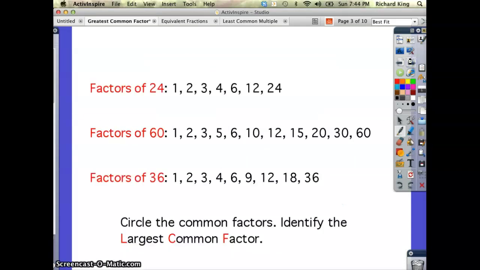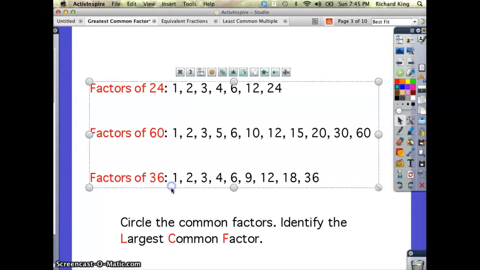So now listing all those factors, the factors of 24 again are 1, 2, 3, 4, 6, 12, and 24. 60: 1, 2, 3, 5, 6, 10, 12, 15, 20, 30, and 60. And 36: 1, 2, 3, 4, 6, 9, 12, 18, and 36. So now we're going to begin by circling all the factors that they have in common. And we know that 1 they have in common.